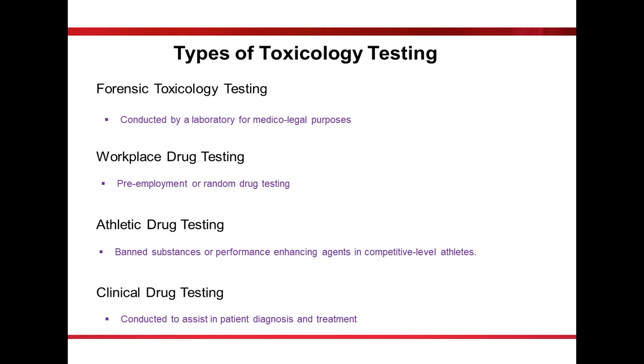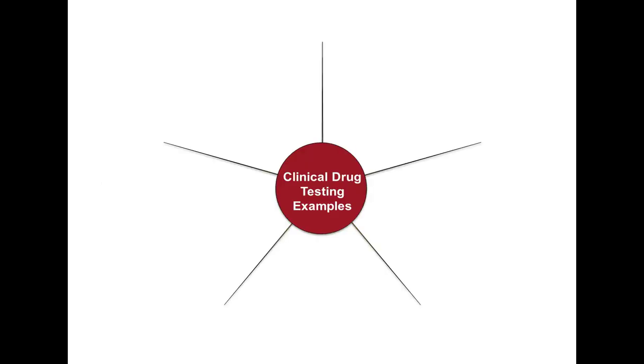There are four general categories of toxicology testing. There is forensic toxicology testing, which is conducted by a laboratory for medical legal purposes. There's workplace drug testing, which is often done pre-employment as part of the interview process, or after someone's already been hired on as random drug testing to enforce a drug-free workplace. There's athletic drug testing, which typically looks for banned substances or performance-enhancing agents, and this is typically done in competitive level athletes. And then there's clinical drug testing, which is conducted to assist in patient diagnosis and treatment. So my talk today is going to focus on this last category, clinical drug testing.